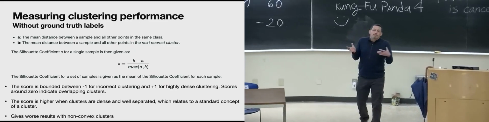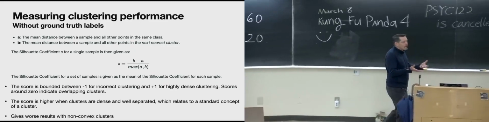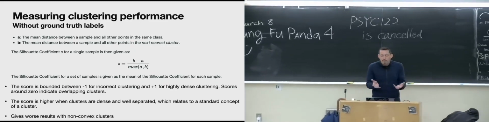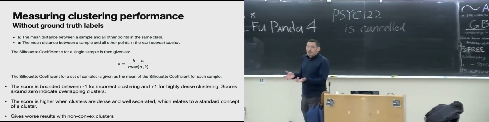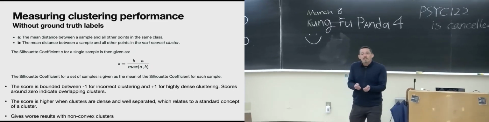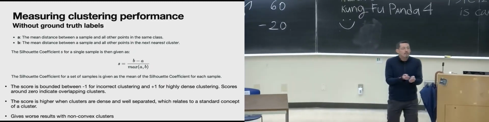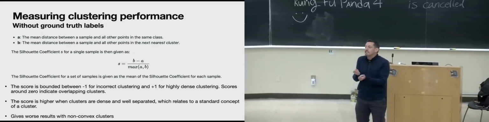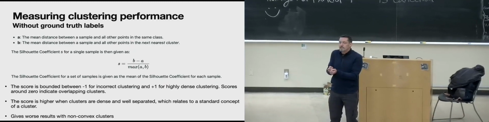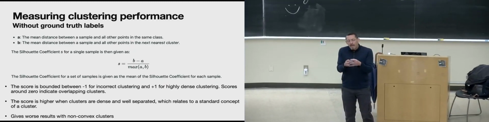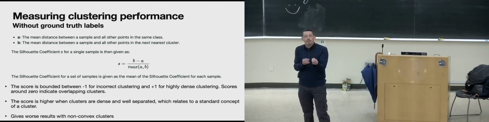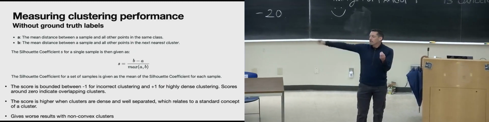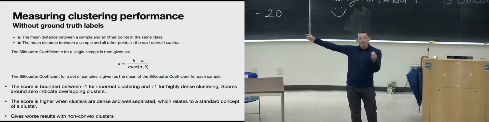But let's take the far more interesting and more difficult problem, which is we don't have any ground truth label. The only thing we've got to assess how good our clustering is, is the data itself. If I have a bunch of data points that live inside a cluster, are they actually more similar to each other than to a data point that lives in a different cluster?